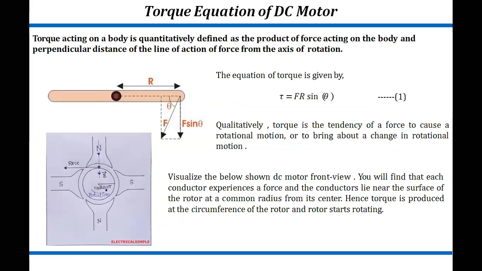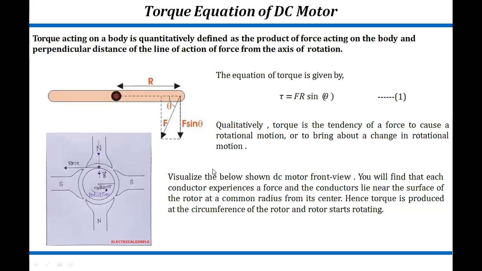Torque is nothing but the quantitative measure of the tendency of a force to cause a rotational motion. We can define torque as the product of force acting on a body and the perpendicular distance of the line of action of the force from the axis of rotation. So you will get tau equal to F into R into sine theta. Here, theta is the angle between radius and the force. So you will get this equation.